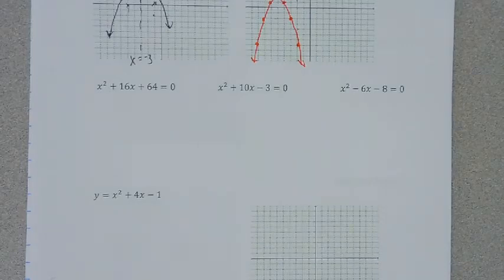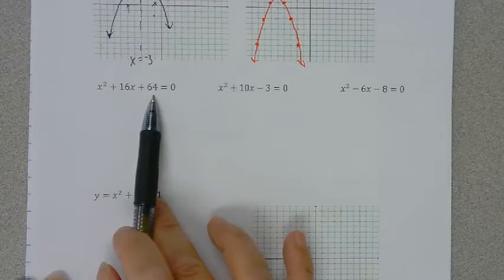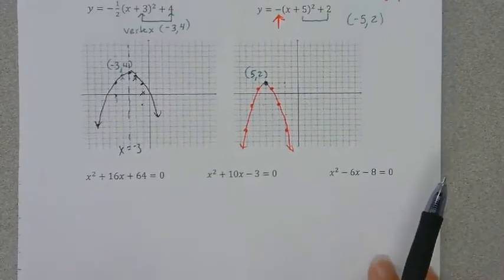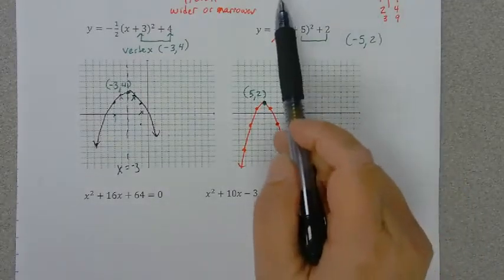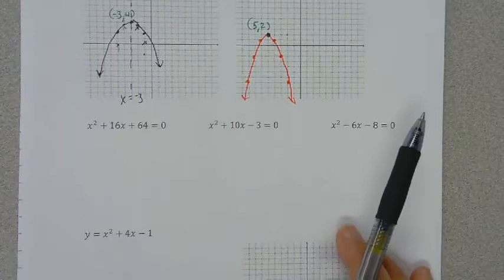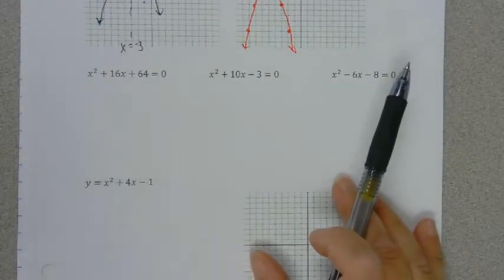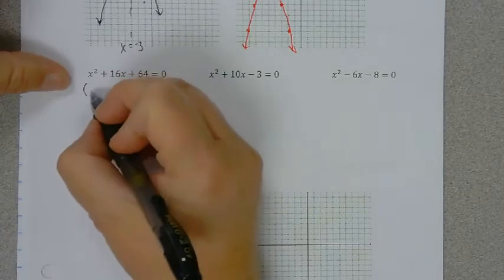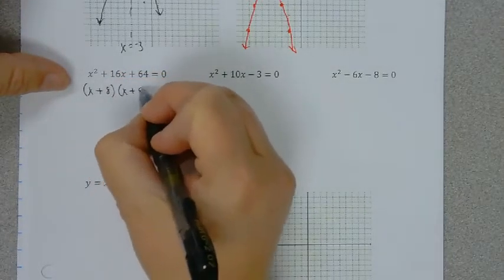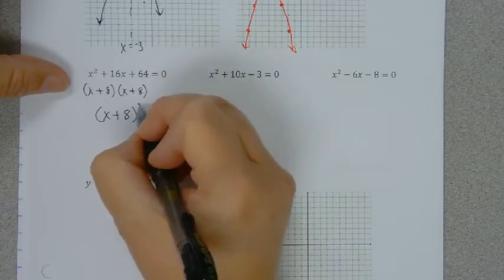The next thing we want to be able to do is take a problem that's in standard form and write it into vertex form. Well, if you notice up here on the vertex form, I always had something squared. So I have to find a way to turn a problem like this into something squared. If you think about how this one factors, it would factor to x plus 8 times x plus 8, which is x plus 8 squared.